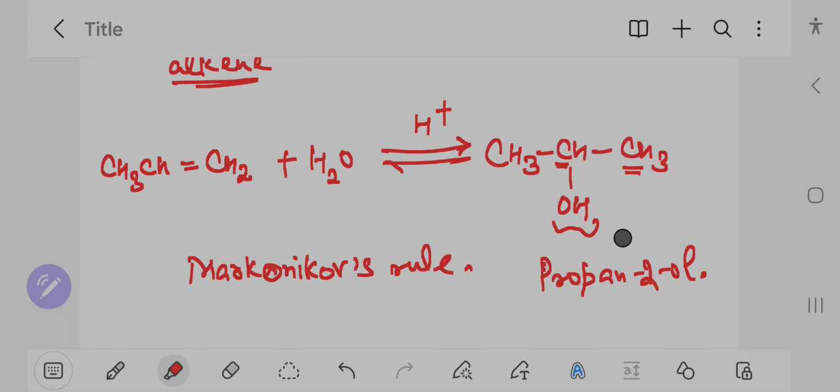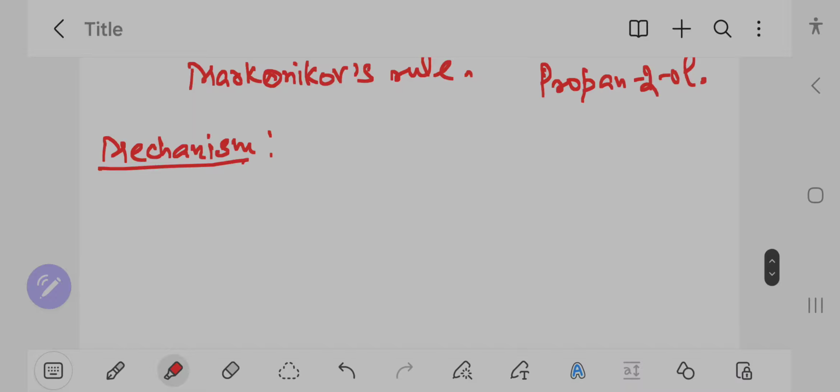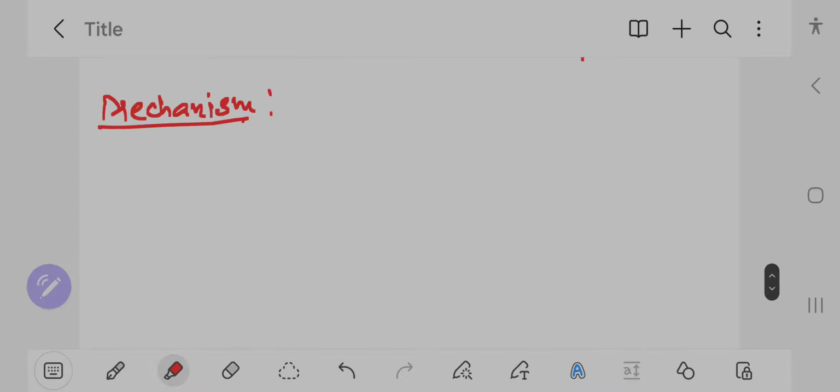Now we will look at the mechanism of this reaction, because the mechanism of this reaction is given in your NCERT book. Here we can see that this reaction is a three-step reaction.